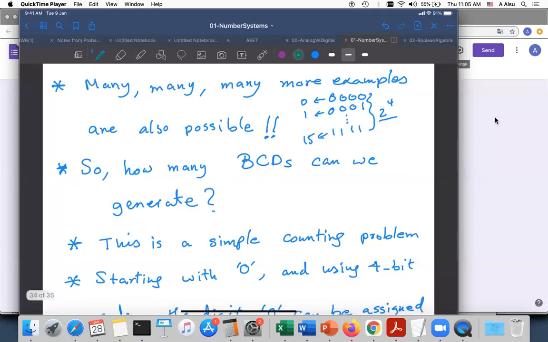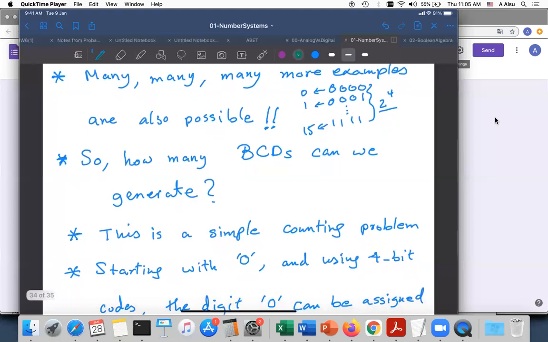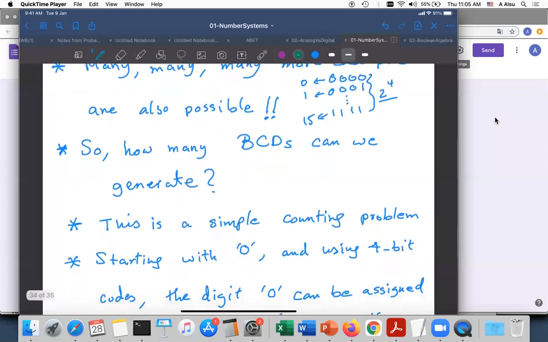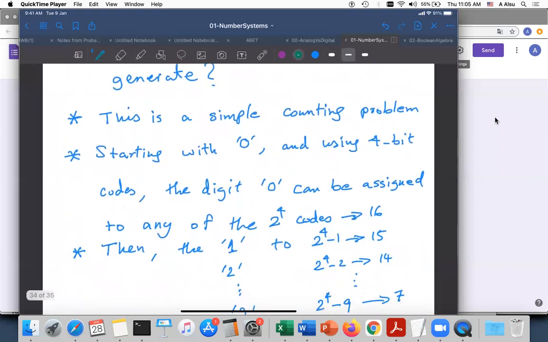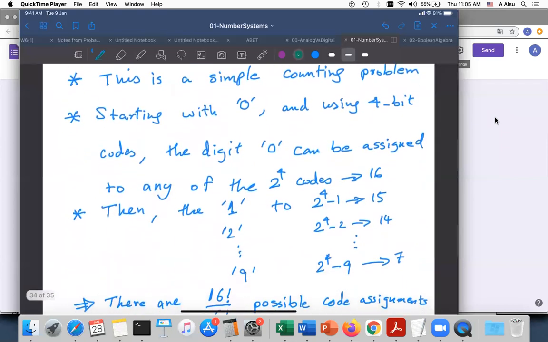Then you pick one for digit 1, and you're left with 14 possibilities for digit 2, and so on and so forth until you reach digit 9 of the decimal digits, for which you have only 7 possibilities. So the way to calculate the number of ways is to multiply these possibilities by each other.